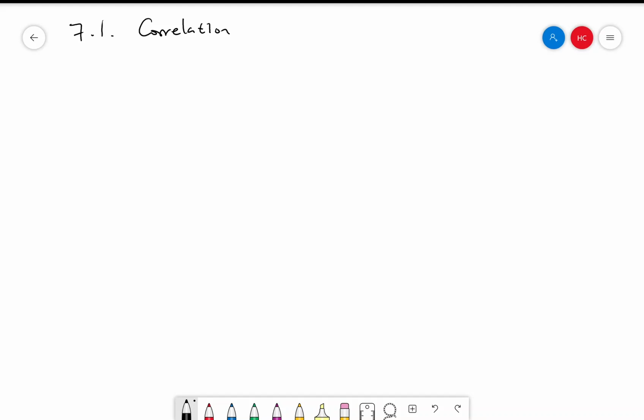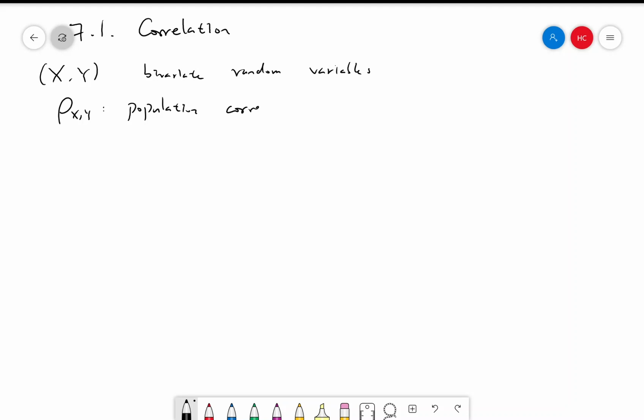Alright, so this is section 7.1, which is on correlation. A correlation is between two random variables, x and y. We say x and y are bivariate random variables. Bivariate means x and y might be correlated, might not, but we don't know yet. And rho xy is the population correlation between x and y.